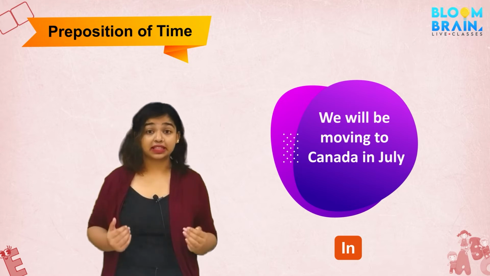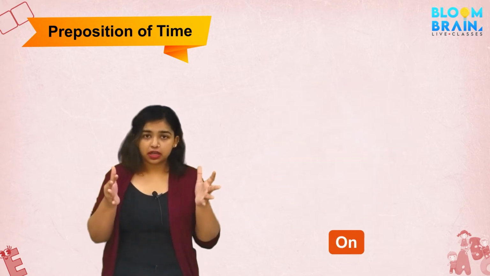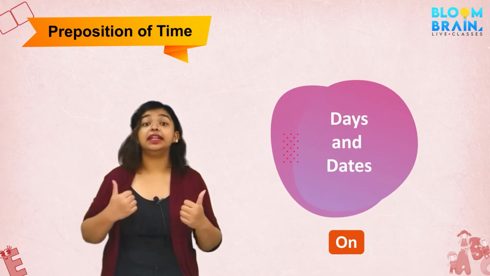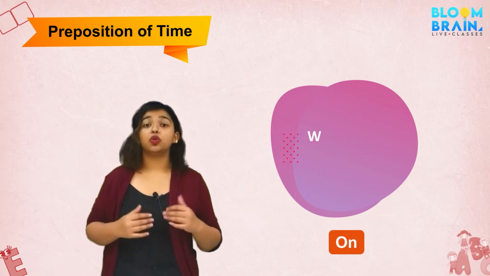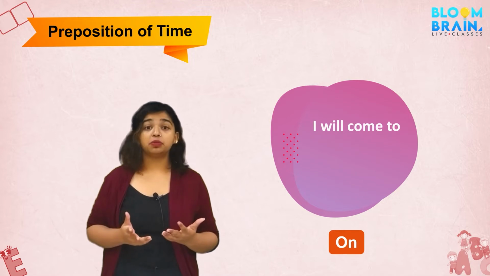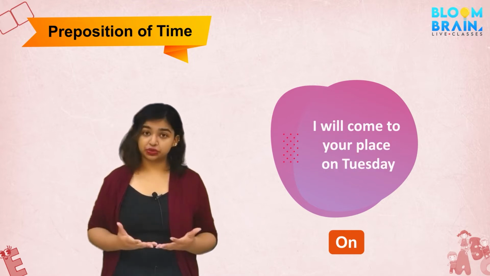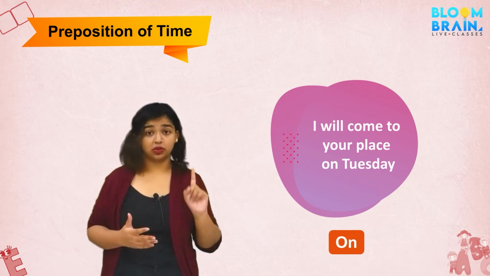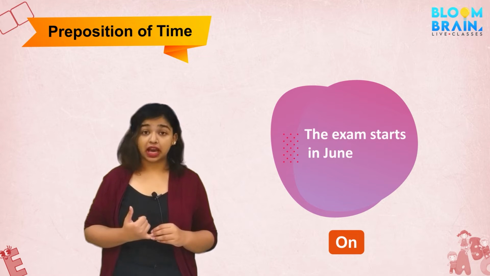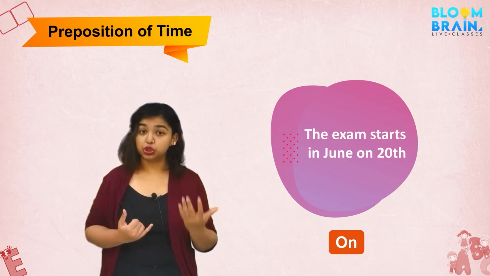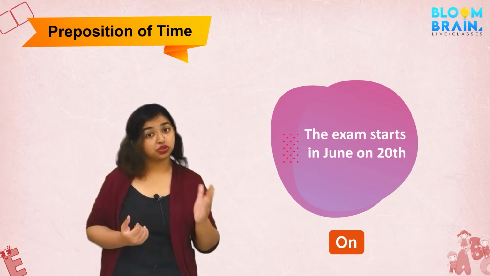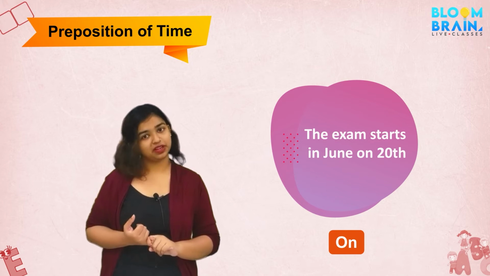Next we come to on. On is a little bit more specific. Here we denote days and dates. We go to school on Monday. I will come to your place on Tuesday. So we use this for days, and for dates as well. So the exam starts in June on 20th. In June but on 20th, right?